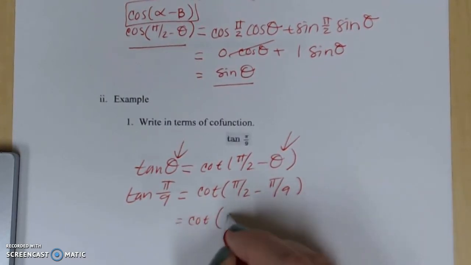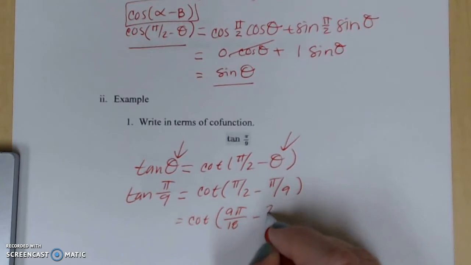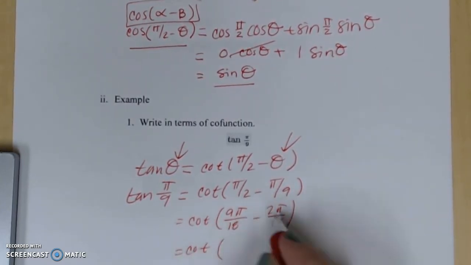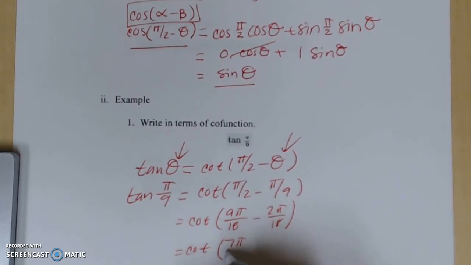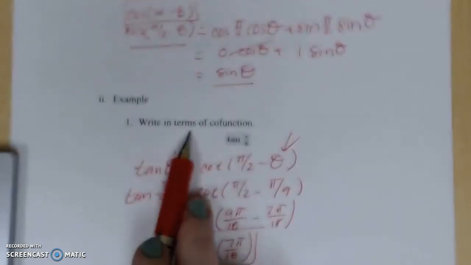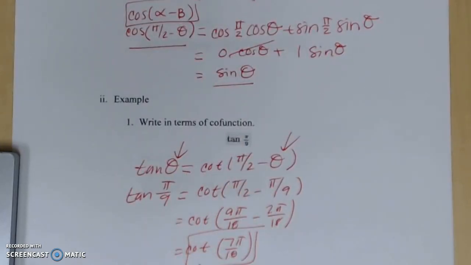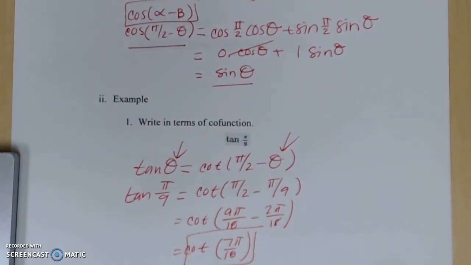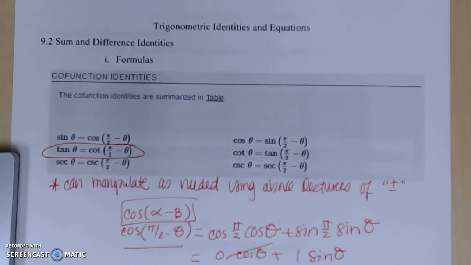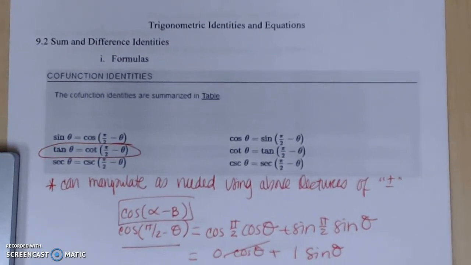Adding these fractions together, I need common denominators, so let's call that 9 pi over 18 and 2 pi over 18. Subtracting them gives me 7 pi over 18. So I was able to write in terms of its cofunction, cotangent. And so these cofunction identities are going to come in handy as we're working through some of these problems.